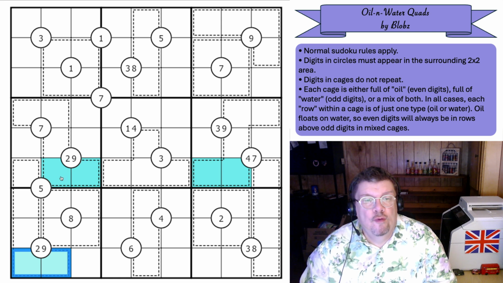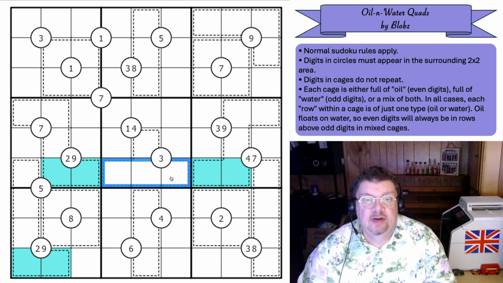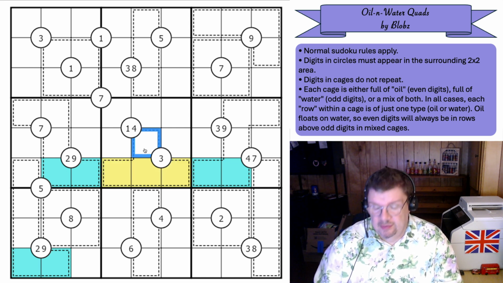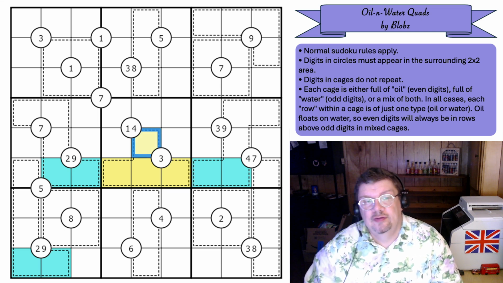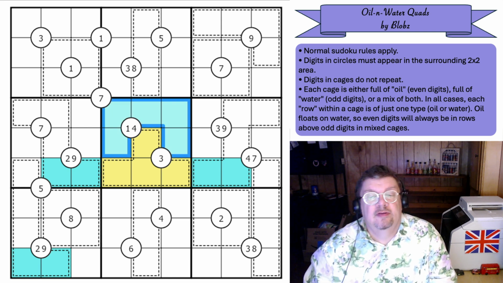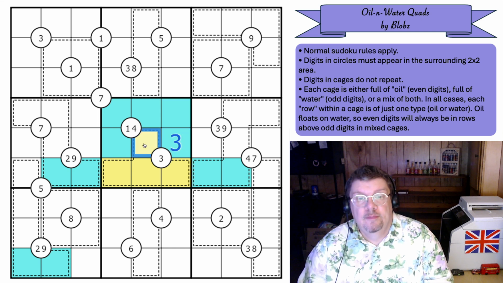We now have 4 water in this row. So these 3, they must be all the same because they're in a single cage, all on the same row. But if I tried putting water there, that would be 7 odd digits in the row, which doesn't make sense. So these must be oil. And that, in turn, means that this must be oil because oil floats on water, so it's not allowed to be water. I've now got 4 even digits in that box, so the rest must be water and odd. And I can actually place this 3. There's only one odd location for it, and this 4 must go here.